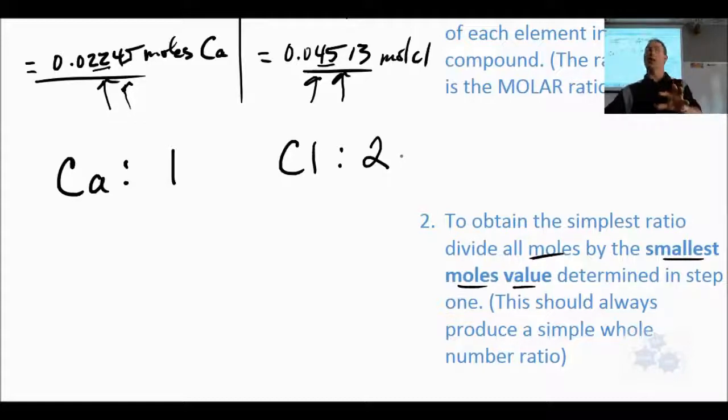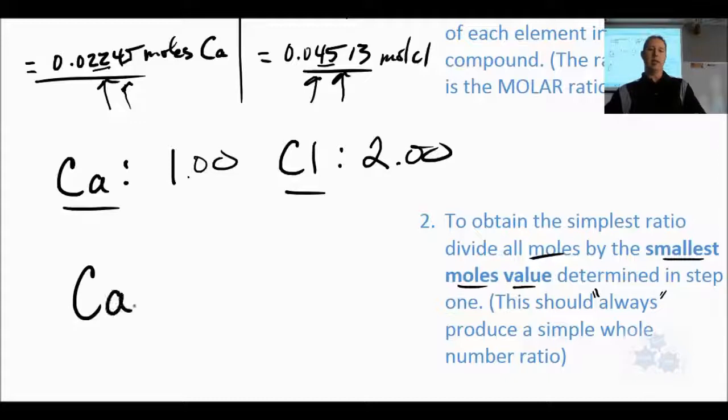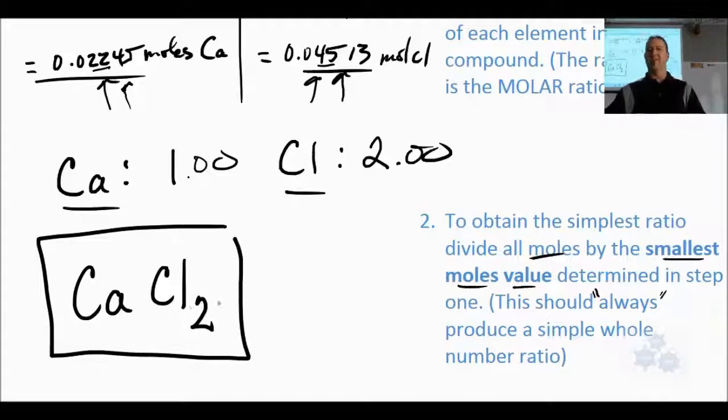I don't know if you're going to run across that in these questions, but if you do, use these whole number ratios. I'm going to put always here in quotes because I don't know if you're going to get questions like that, but they always should be able to be a really easily determined whole number ratio. So in this case, it's 1.00 to 2.00. Therefore, we can confidently say that the formula is Ca, the 1, Cl with a 2. That is our empirical formula for calcium chloride.